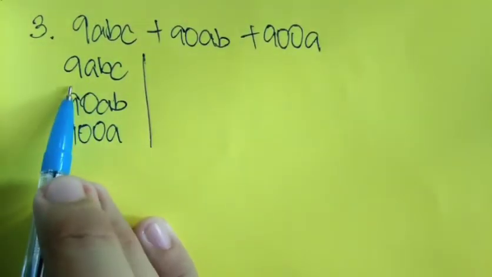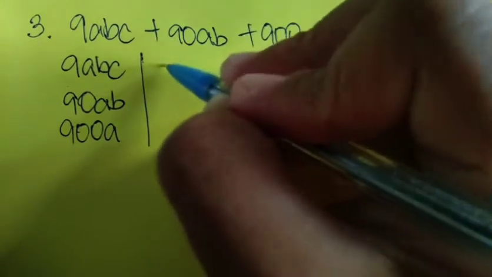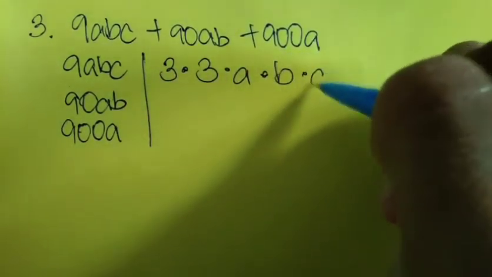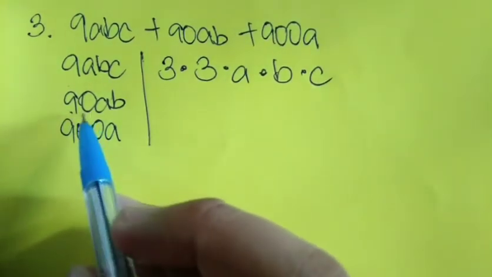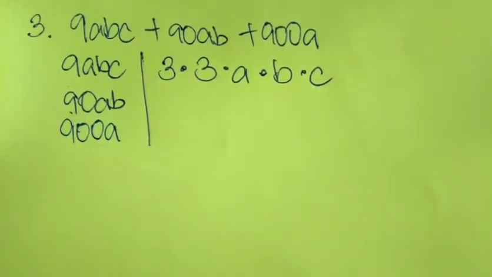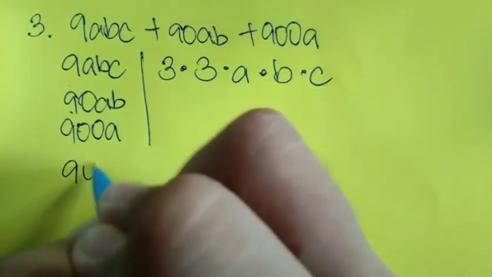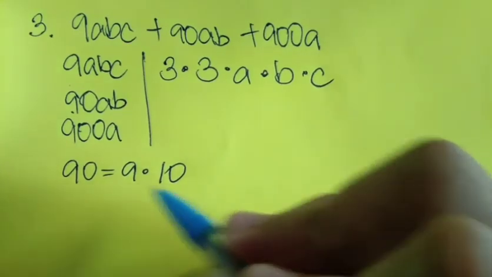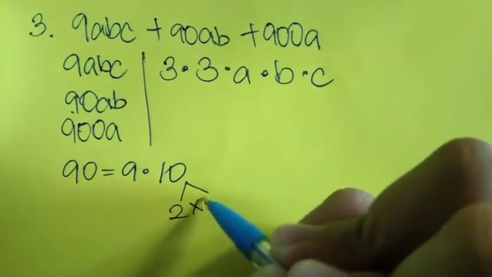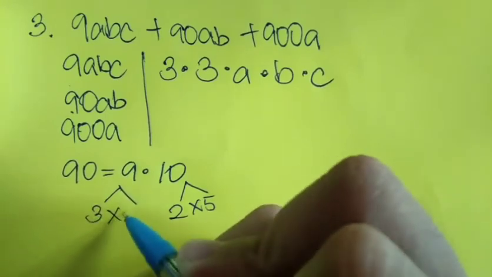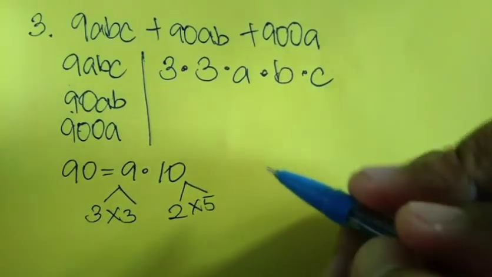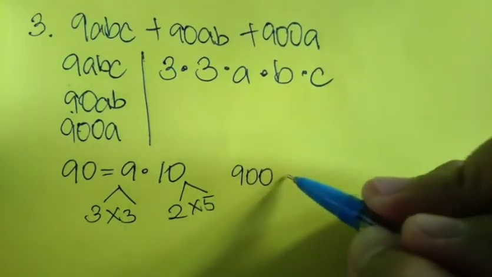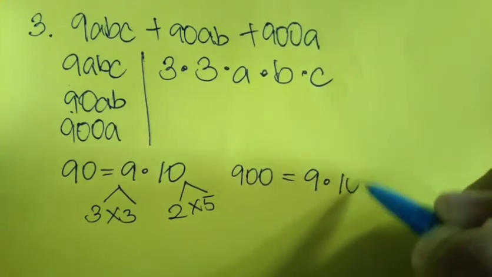For 9ABC, 9 is just 3 times 3. 3 times 3 times A times B times C. And 90, mukhang malaking number. Pero, tandaan, 90 is 9 times 10. And 10 is 2 times 5. 9 is 3 times 3. Same thing with 900. 900, pwede nyo siya mapadali by treating it as 9 times 10 times 10.